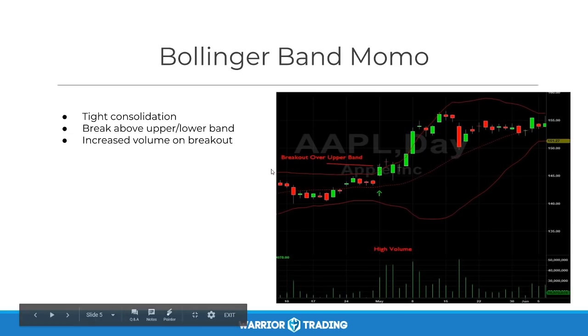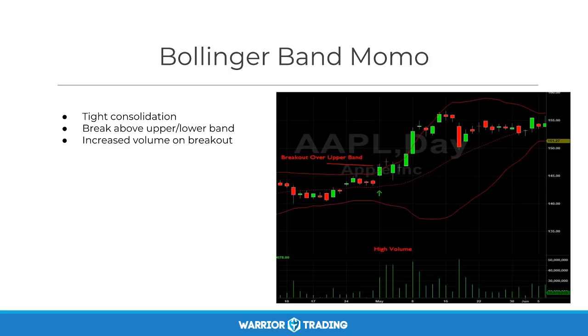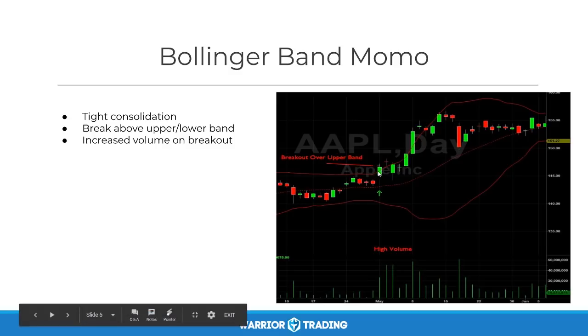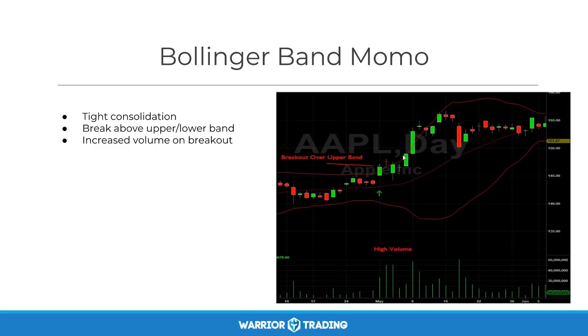So let's go over a couple strategies here. This is a Bollinger Band momentum trade that I like, and basically what you're looking for is tight consolidation, as you can see here in Apple, and then you want to see a break above or below the outer band on increased volume. So we have this tight consolidation, and we're looking for a breakout, which we got here on increased volume, and then we had a nice run up following that for a nice little momentum play.